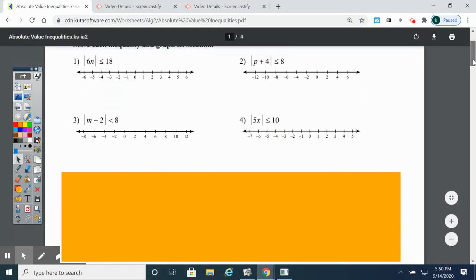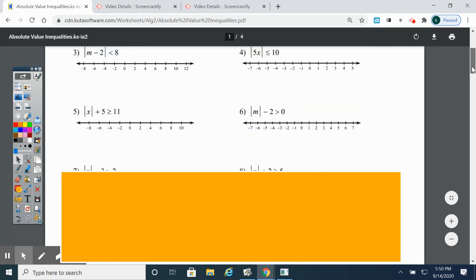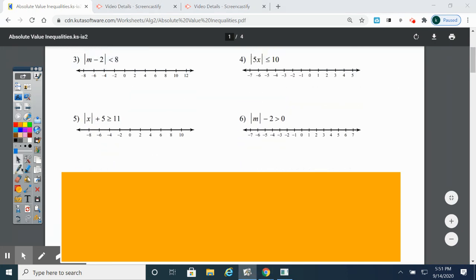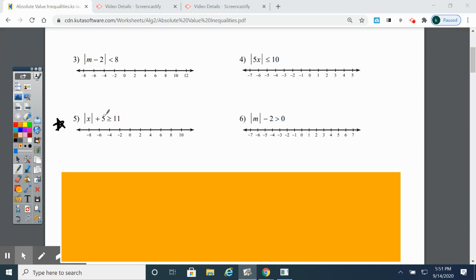Absolute value inequalities. All right, we'll do number 5. Is there anything in front of the bars? No. Is there anything after the bars? Yes, there is, so we don't like that. We need to move it. I'm going to write it down here so we have some space to work. All right, so we're going to move that 5. We're going to do the opposite of what we see. That means the absolute value of x, the 5's cancel, greater than or equal to 11 minus 5 is 6.